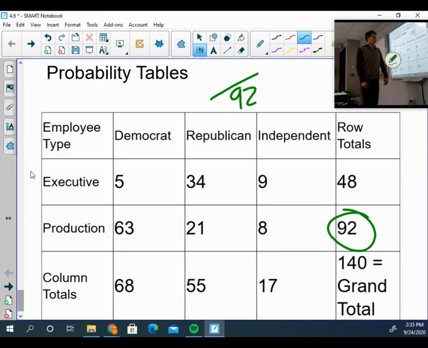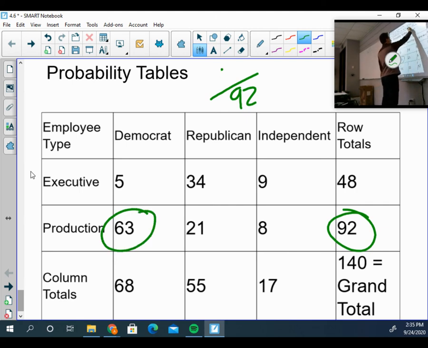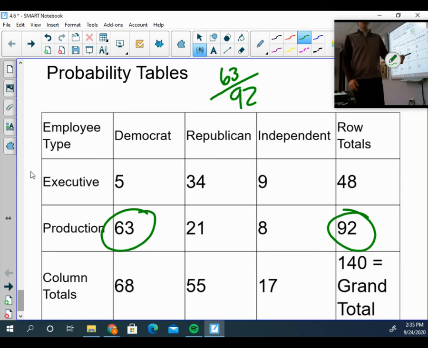So that changes my total. How many Democrat production workers are there? 63. So there is a 63 in 92 chance that I randomly select a Democrat given that I'm only choosing from the production workers.